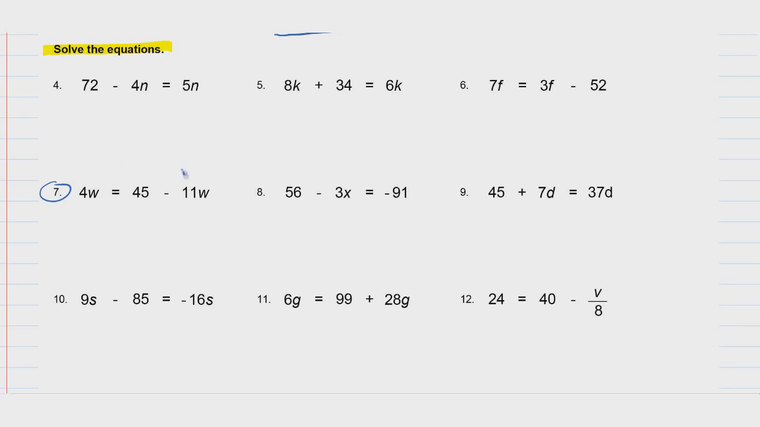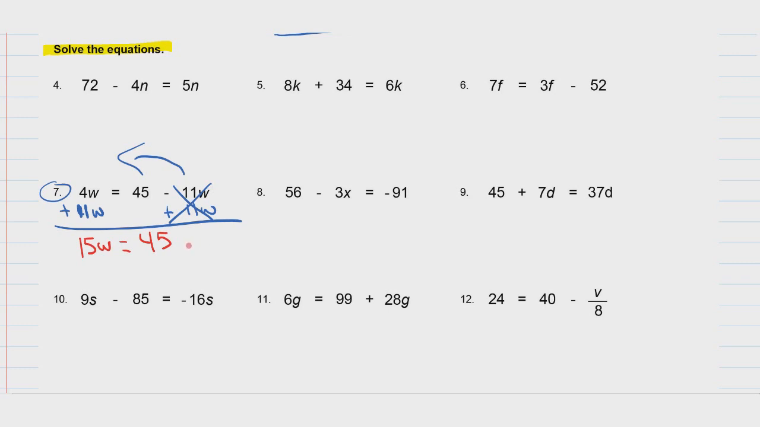So we want to move this minus 11w. And since you have a minus and you're sending it to the opposite side, you want to do the opposite operation. So you'll want to do plus 11w to both sides. Well, 11w minus 11w is 0. So that gives you 45. And 4w plus 11w gives you 15w.